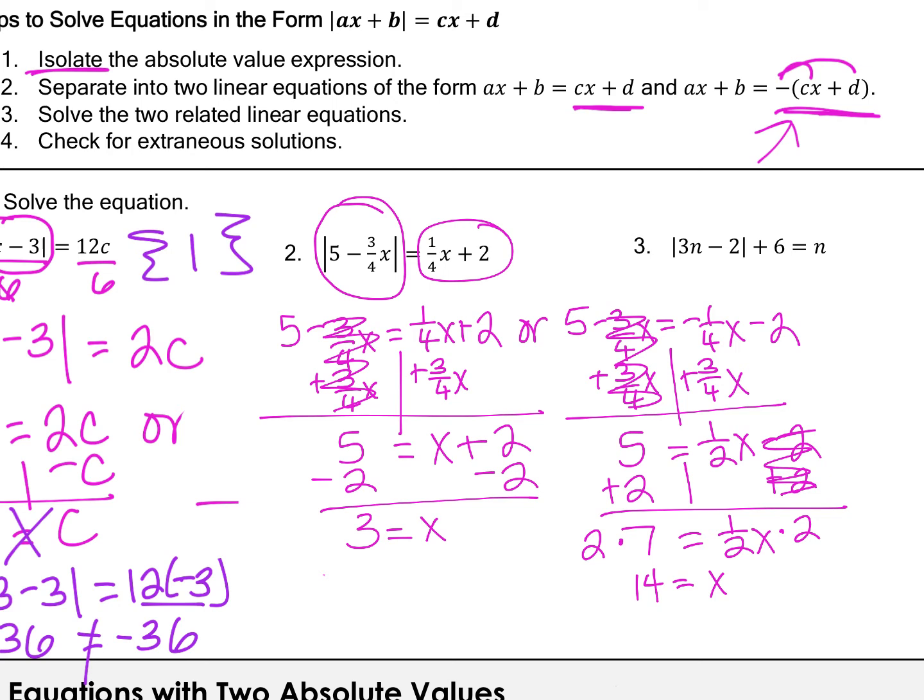All right, so again, plug in a 3, plug in a 14. If you need to use a calculator on that, feel free to do that. Plug it in, make sure the left side equals the right side. I've already plugged them in, so I know both of them work. So 3 and 14 would be your solution set. So again, smallest to largest on that.